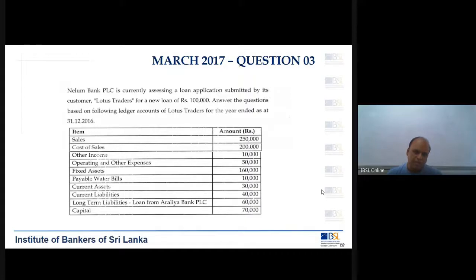Then you have current assets, current liabilities. Current asset is an asset, current liability is a liability. Then you also have long-term liabilities, which are again liabilities. Then finally capital. Capital is your equity. So that understanding is not very important to this question, but there is another part which you might need to know also. But looking at this, now we know payable water bills is a liability.